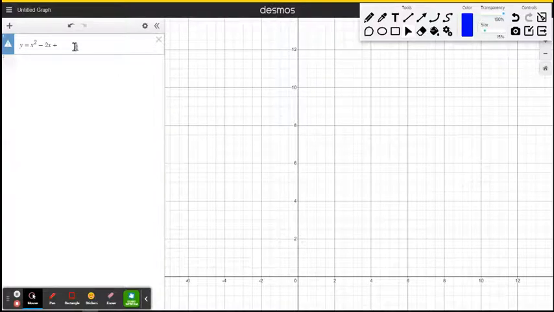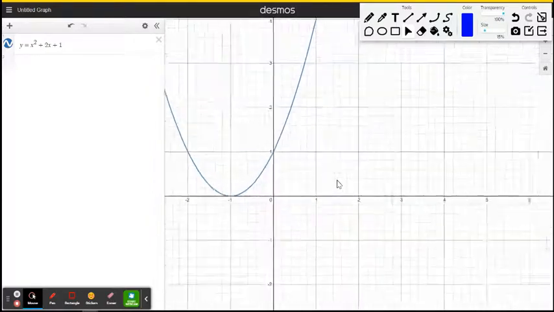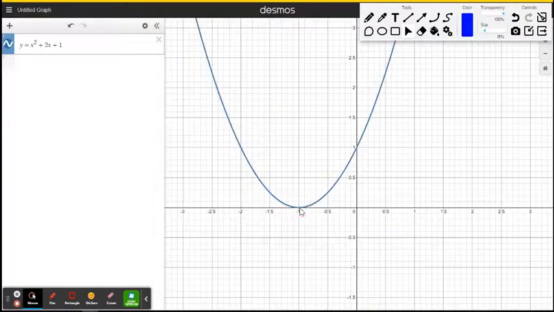So let's try x squared plus 2x plus 1, maybe. Okay, this one will work. So as you can see here, the only place where the graph touches the x-axis is at -1. So in this case, this equation only has one solution.